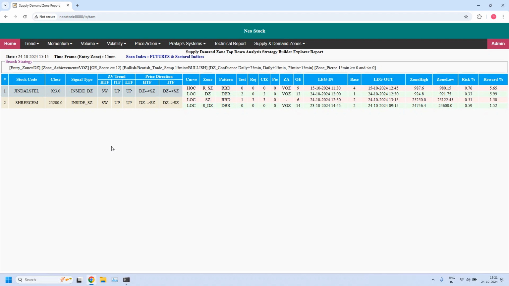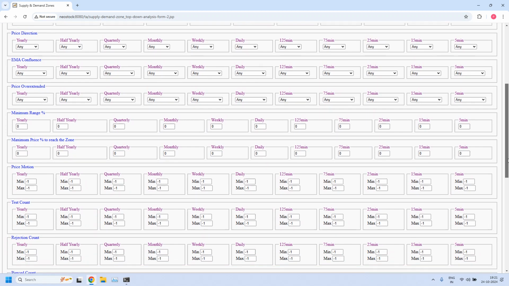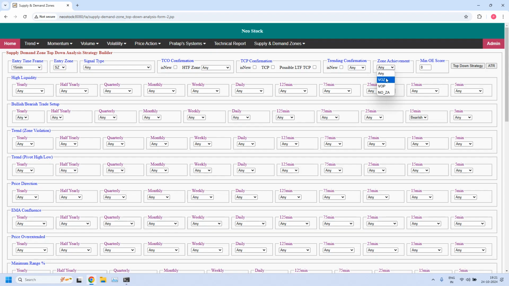Okay, next let us look for bearish trade setup, daily income trade. Entry time frame 15 minutes, entry zone supply zone. In bullish or bearish trade setup at 15 minutes time frame, I am selecting bearish. The 15 minute supply zone should not be pierced. So in the pierced count at 15 minutes time frame, the minimum value I am setting 0, maximum value I am setting 0. Zone achievement is violated opposing zone. Minimum odd enhancer score 12.